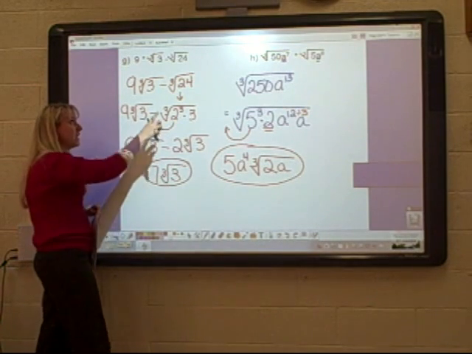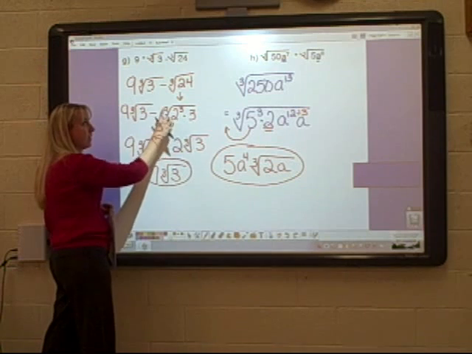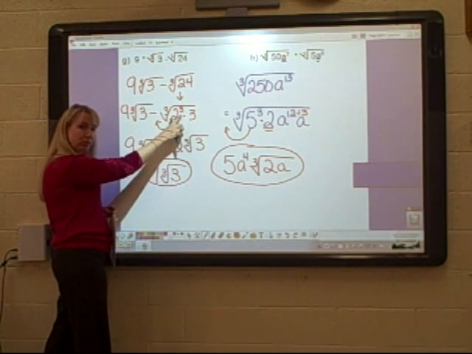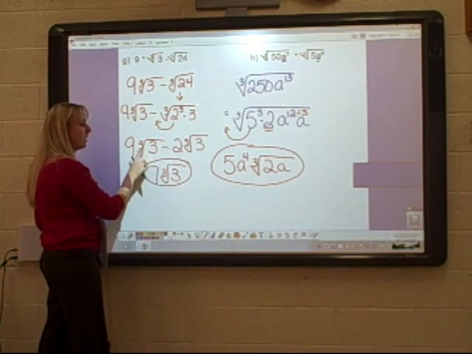Operations, here we ended up with subtraction and like terms. After we found out that 24 actually has 3 2's in it, that 2 comes out and leaves us with the same term, a cube root of 3.